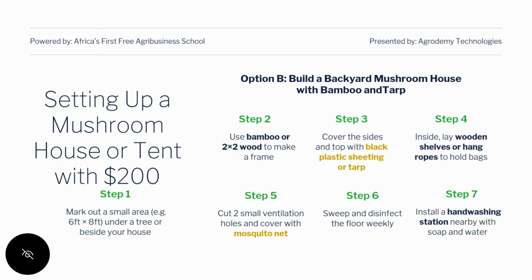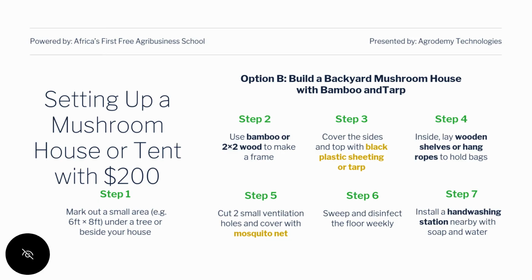In setting up the mushroom farm, there's also an option B if you are deciding to use your backyard with a bamboo stick and a trap. So a few things: use your bamboo stick or your wood and make a frame. Then cover the side and the top with black plastic sheeting, right? Then inside, lay wooden shelves or hanging ropes so that you can use them to hold the bags. Then cut small ventilation holes and cover them with mosquito net.